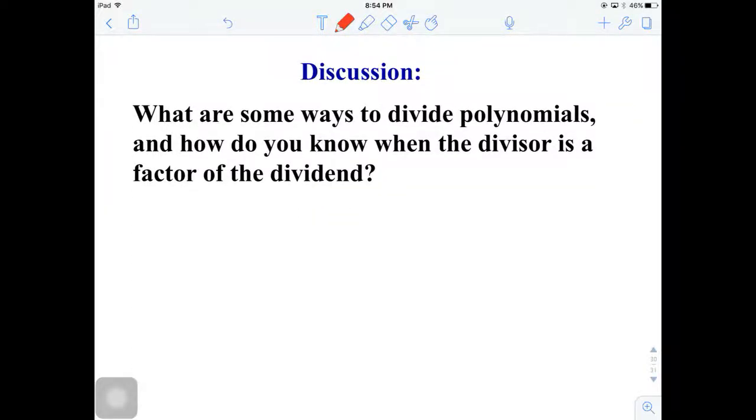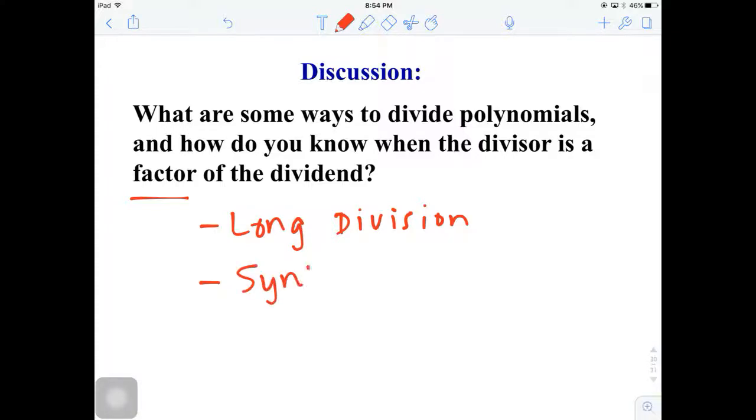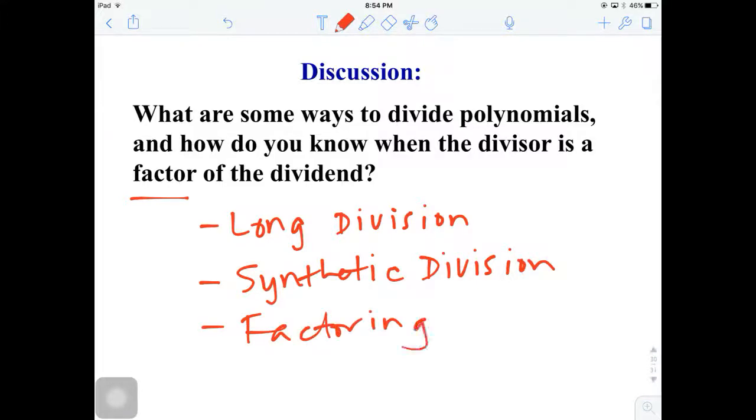Here's a discussion problem. What are some ways to divide polynomials, and how do you know when the divisor is a factor of the dividend? So we have actually previously used long division to divide. That's one method. We can actually use synthetic division that we just learned. And we can try also factoring. So factoring, if it works, then we don't have to do the division.